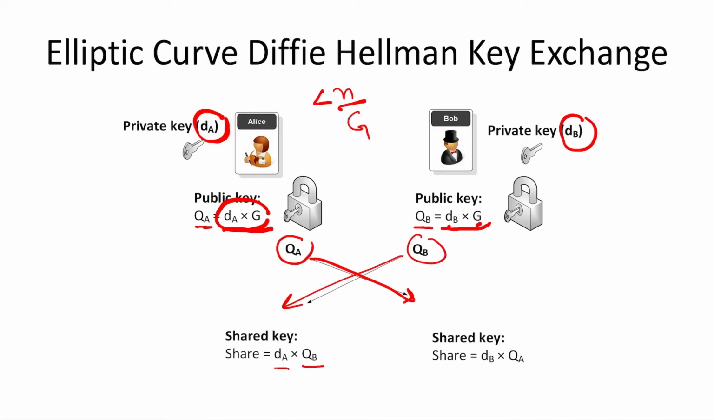So this can be turned into a point addition problem by adding the point QB dA times. Similarly, Bob will multiply his private key, which is DB, with Alice's public key, which is QA. And again, this can be converted into a point addition problem by adding the point QA DB times. And so notice that this shared key is essentially a shared point and not a number. So this can be transformed into a key.